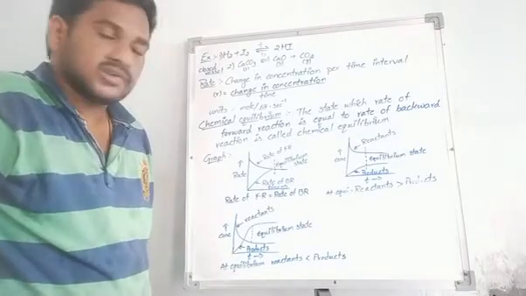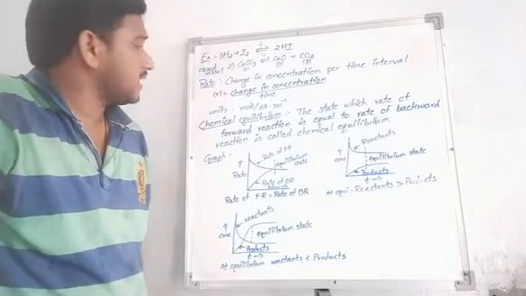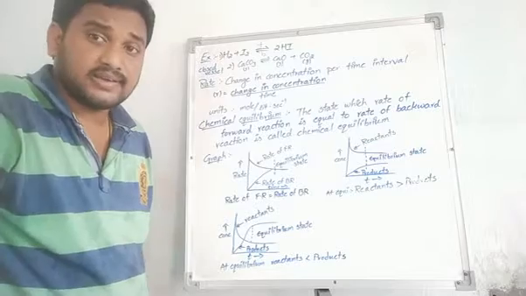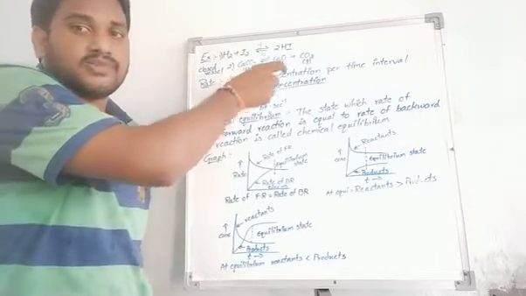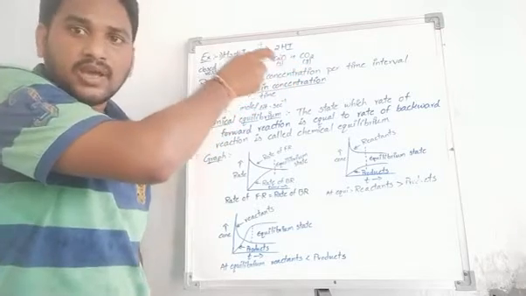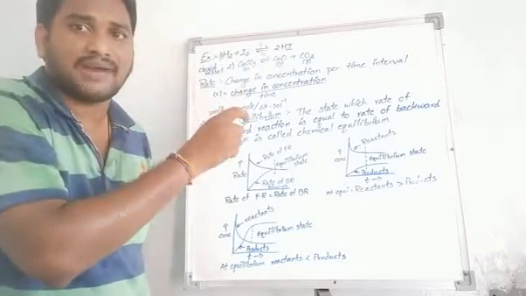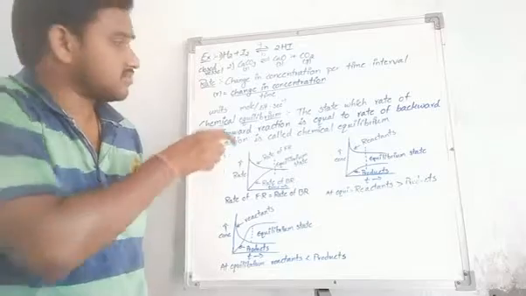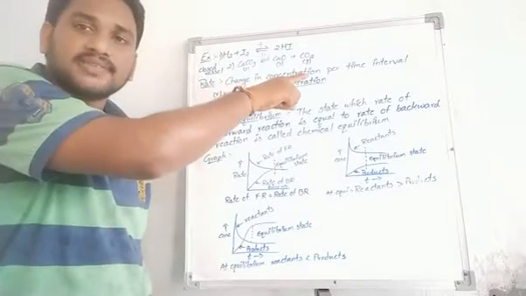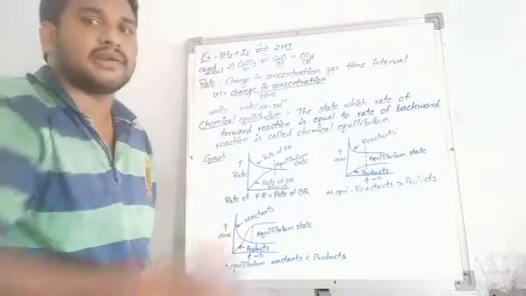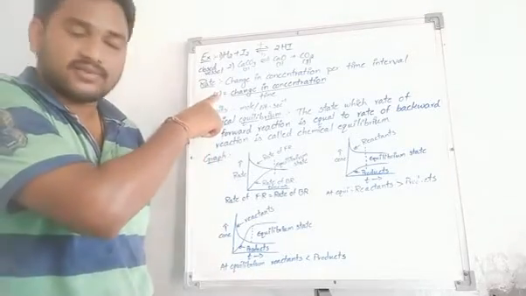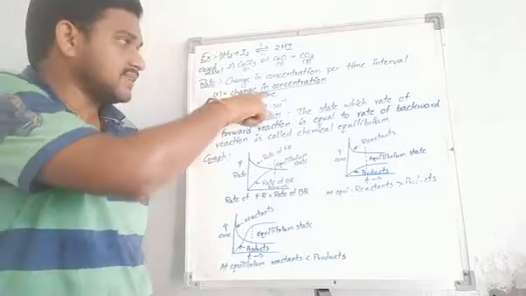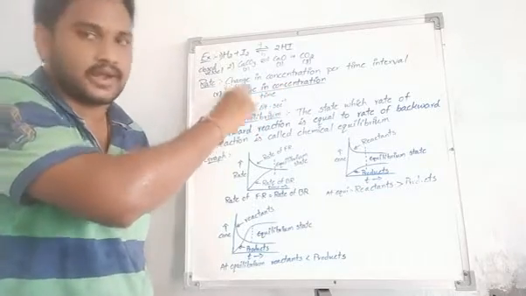Okay, one more. Students, what is the meaning of rate? The term rate means change in concentration. Take a reactant or product that has a concentration. Rate is the change in concentration per time interval. That is the definition of rate: rate equals change in concentration divided by time.